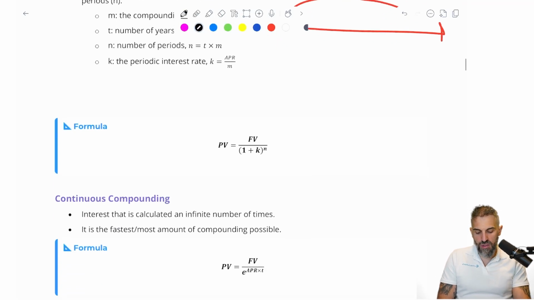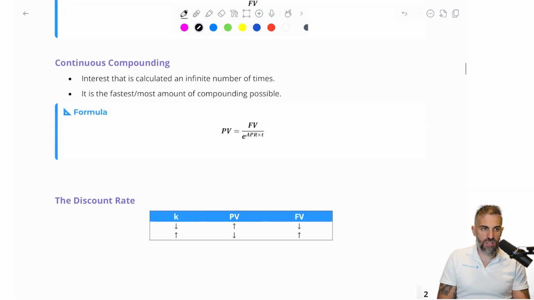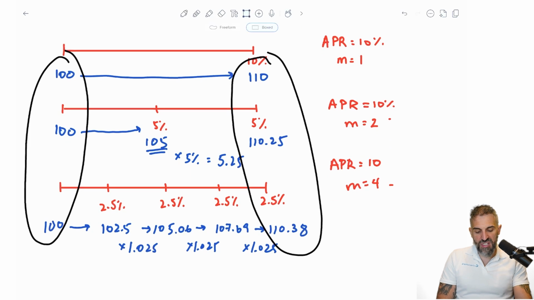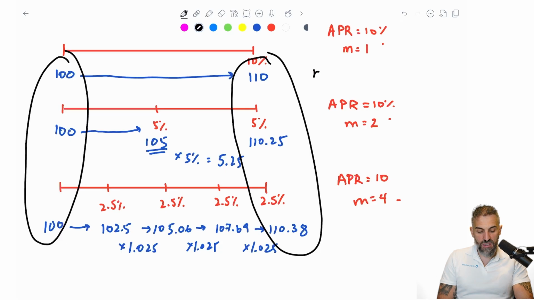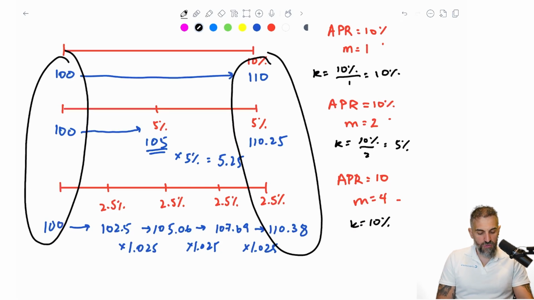Okay, cool. So now K, your effective periodic rate in this case. You see, while technically all 3 of these had the same APR, the K was different. The K, or the R, is 10% in this case divided by M. So 10% divided by 1 is 10%. So that's what I meant when I said it's a true 10%. If you only compound once per year, then you actually earn the rate that they say you earned. Here, though, it's 5%, because if I take that 10% and divide it by 2, it's 5%. And here, if I take that 10% and divide it by 4, it's 2.5%.